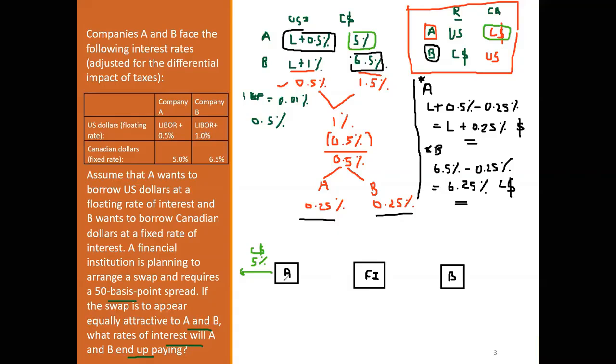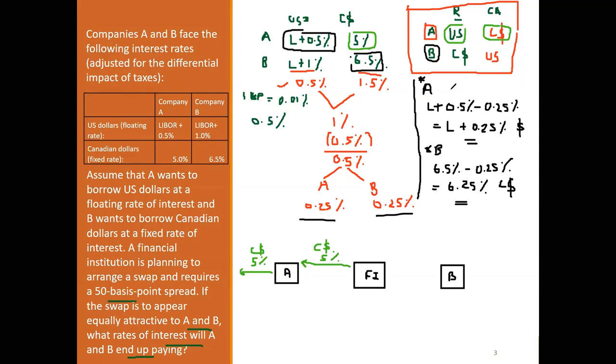Here if you take A, the cost of A to the outside party would be 5% in Canadian dollars because it is borrowing Canadian dollars. A wants its cost to be in US dollars, so we want to eliminate this Canadian dollar cost. To eliminate that, we have to make sure that A receives this 5% from the financial intermediary. So now we have eliminated the Canadian dollar cost of A.